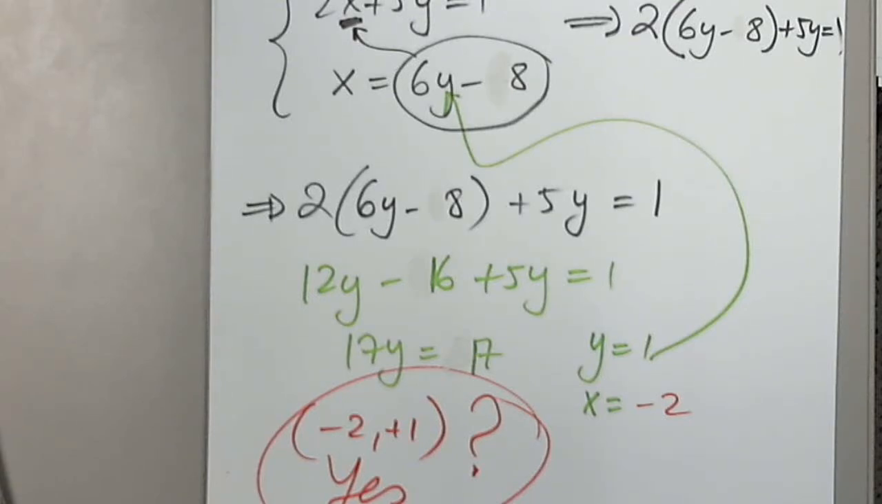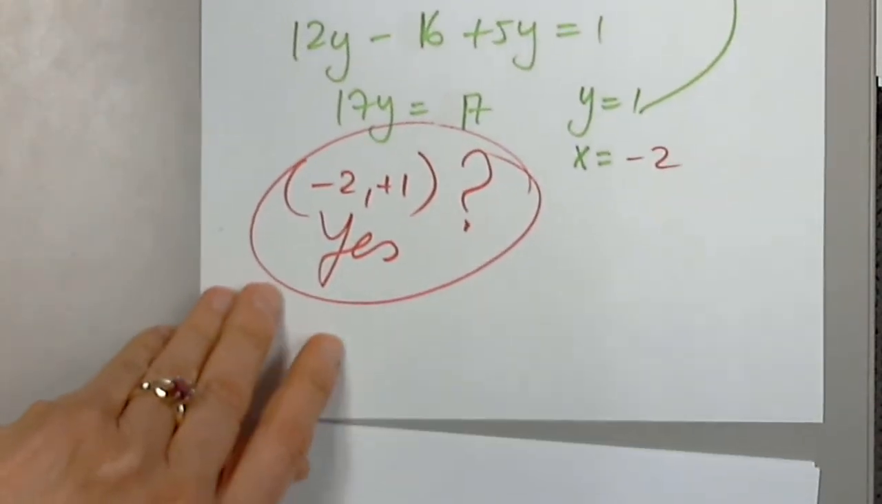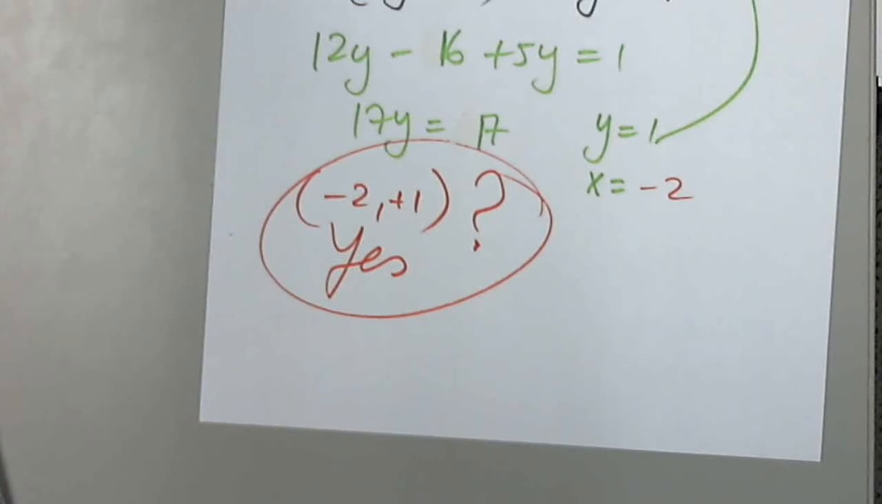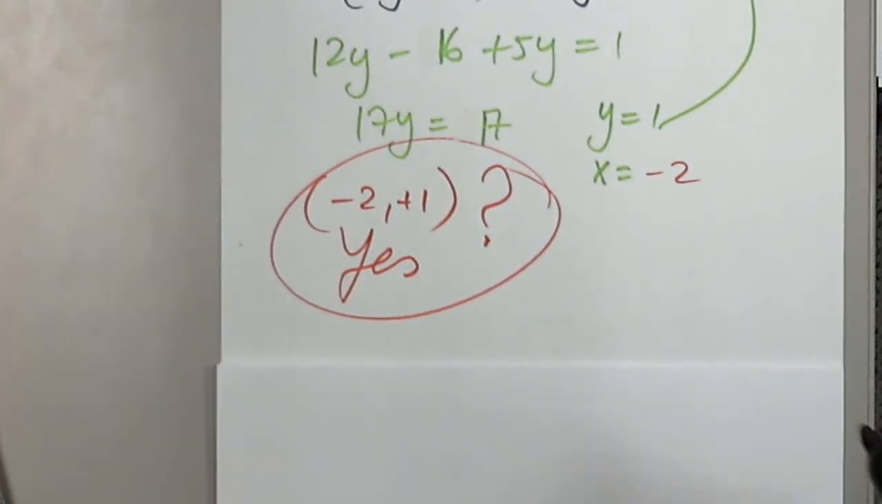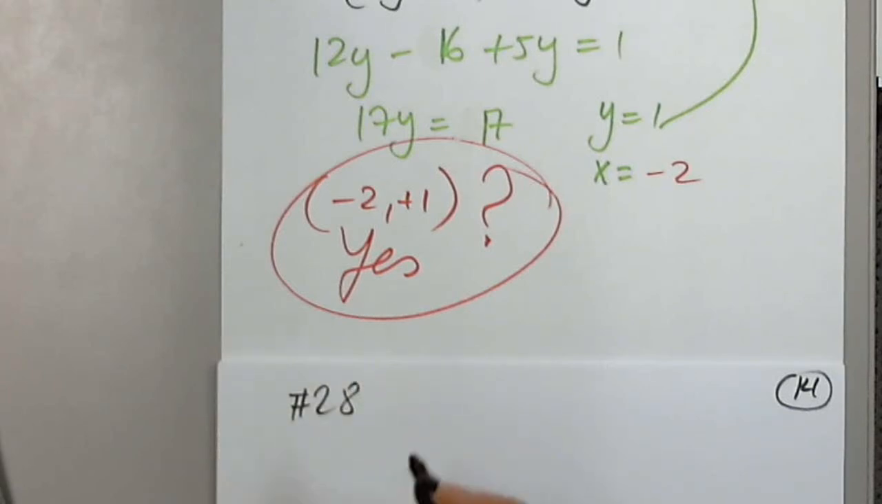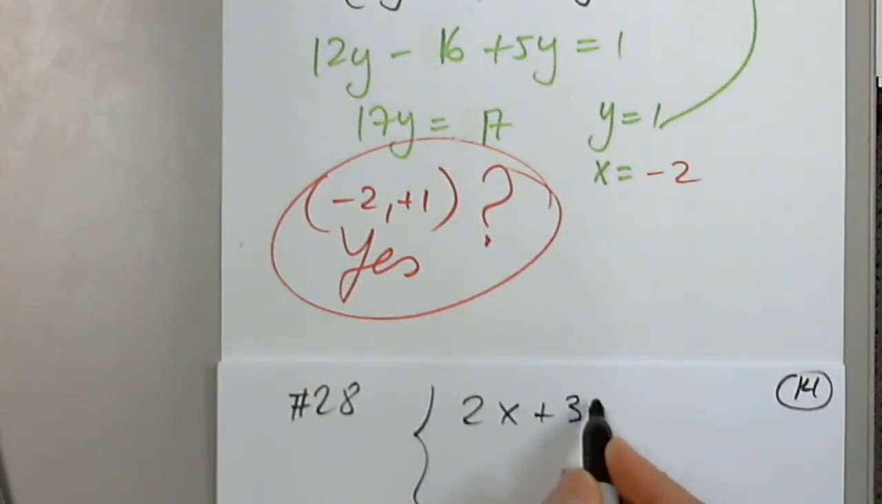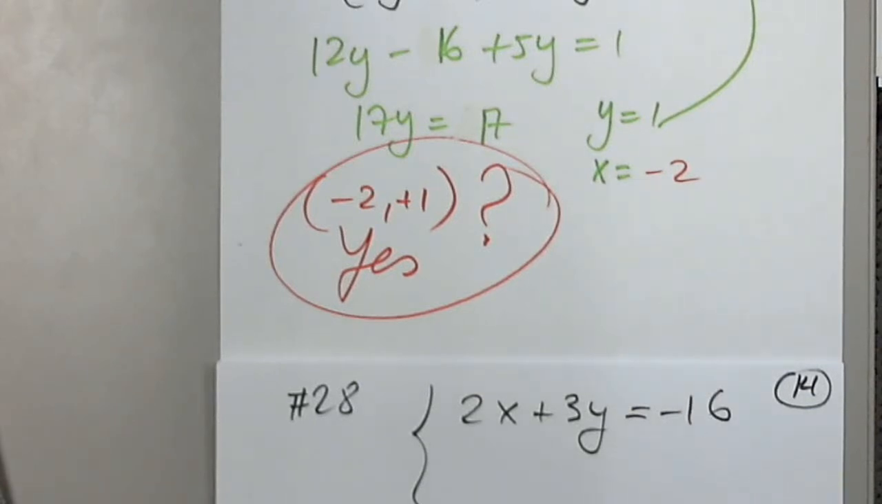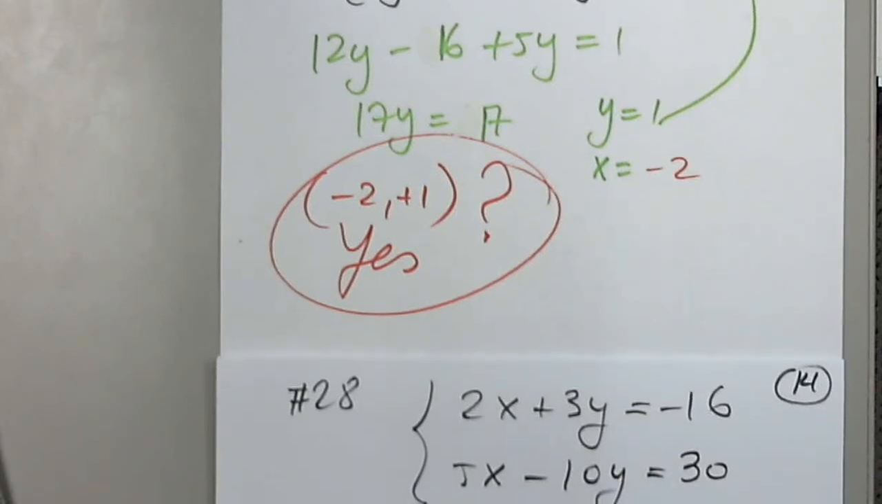Do we remember the method of substitution? Yes? Okay, perfect. So now let's look at one with elimination. If you want to choose, I'll work on the problem you want. If not, I will choose. Okay, so I will choose, say, 28. In 28, we have 2x plus 3y equals negative 16, and 5x minus 10y equals 30.